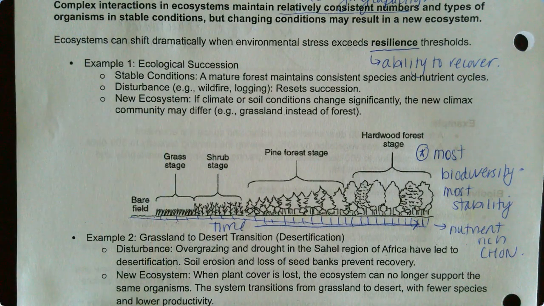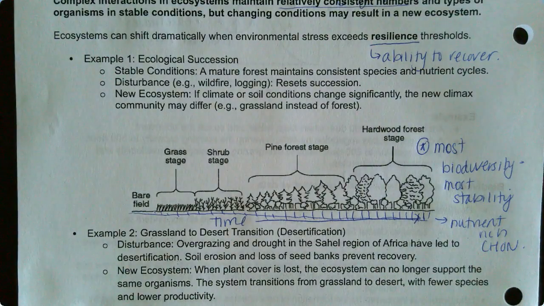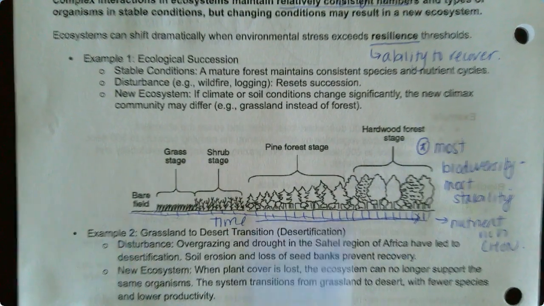New ecosystem. If climate or soil conditions change significantly, the new climax community may differ. So it is possible, if it's very extreme, you might never get back up to there. But it's also possible that given 100, 200 years, you can get back to that last picture.